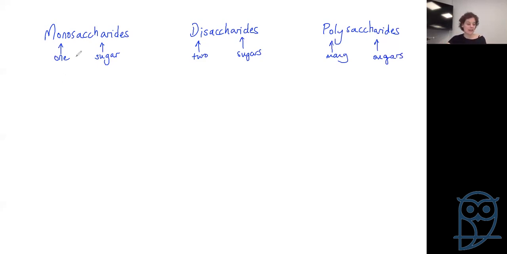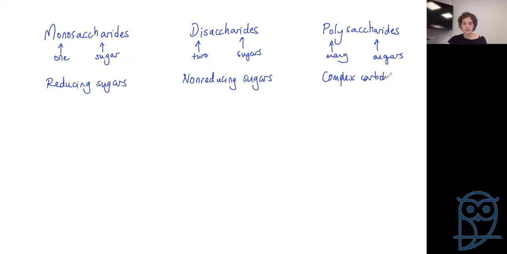Our monosaccharides are our reducing sugars. Our disaccharides are our non-reducing sugars. And our polysaccharides aren't even sugars. These are our more complex carbohydrates. Okay, storage and structural.